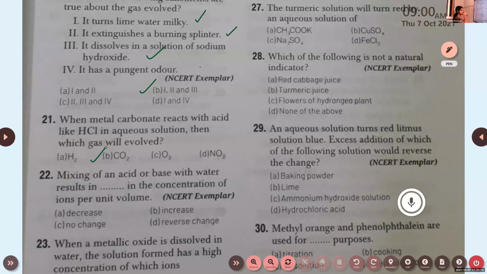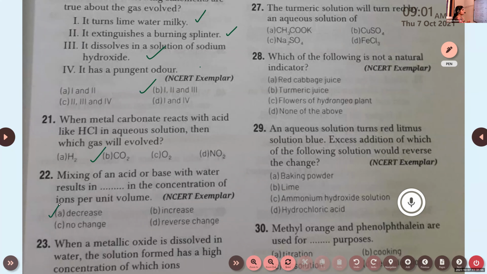Adidev, can you read question number 22? Yes, ma'am. Mixing of an acid or a base with water results in dash in concentration of ions per unit volume. Option A, decrease. Option B, increase. Option C, no change. Option D, reverse change. We are asking about the ions of acid or base. Which one? Option A, decreases.